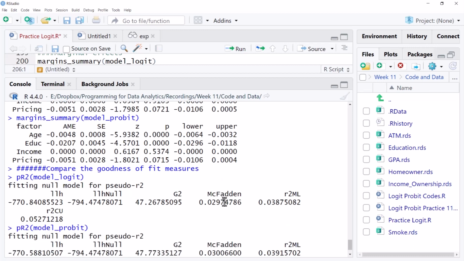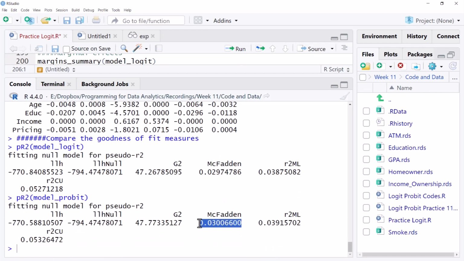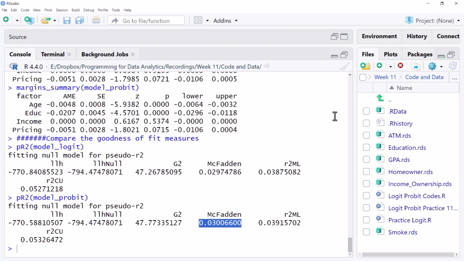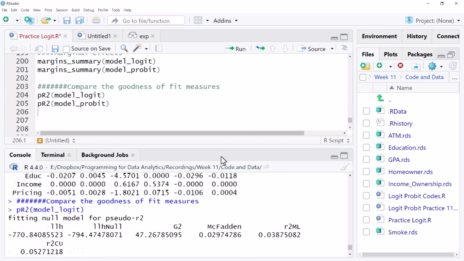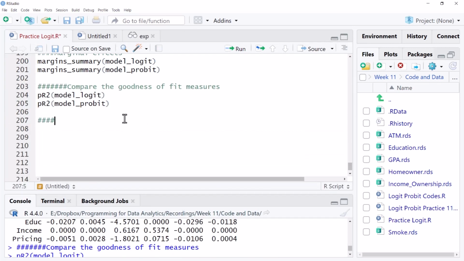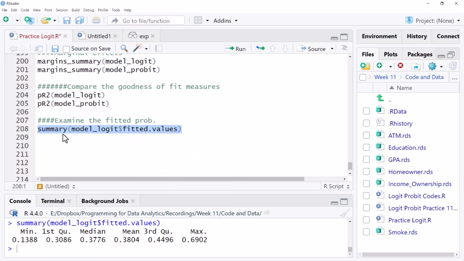Now with goodness of fit, you can compare. For example, I can compare the goodness of fit of the logit probit models. These are the numbers. They can generally be used as a comparison benchmark. If we want to examine the fitted probabilities, we'll examine the summary of model_logit dollar fitted values, and we'll also compare for the probit model.